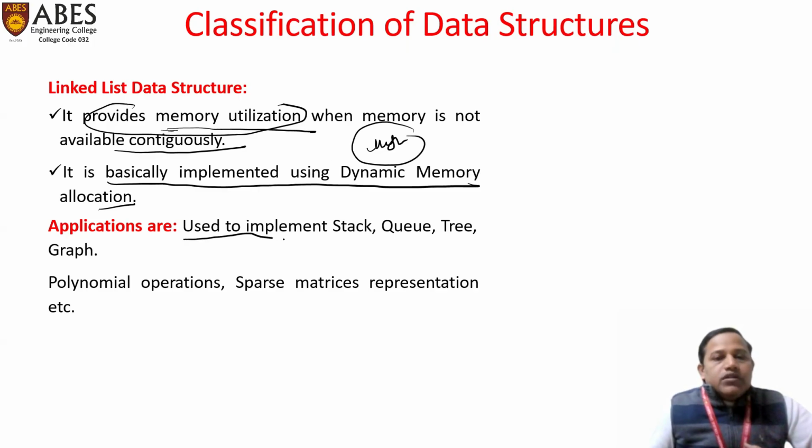Where do we use linked lists? The implementation of stack, queue, and tree data structures is done using linked lists. Polynomial operations like addition of two polynomials, implementation of polynomials, and multiplication of polynomials are implemented using linked lists. Sparse matrix representation, etc.